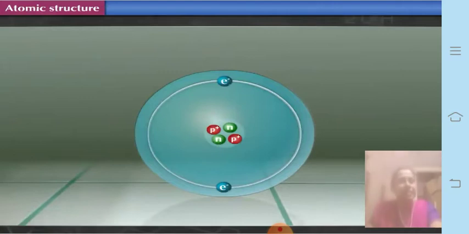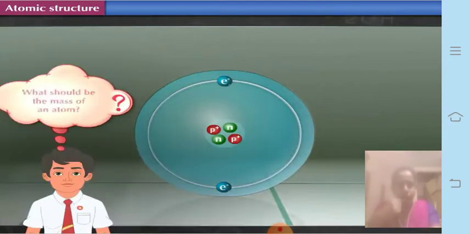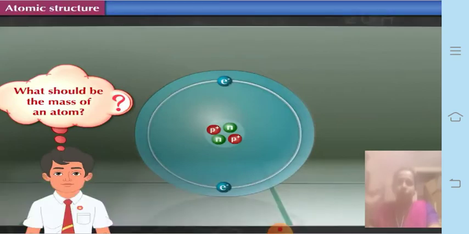So this is how the neutrons function in the nucleus. Now, what should be the mass of an atom then? You already know that the mass of the atom is concentrated in the nucleus. And what is there in the nucleus?